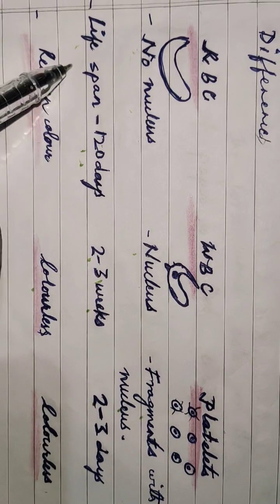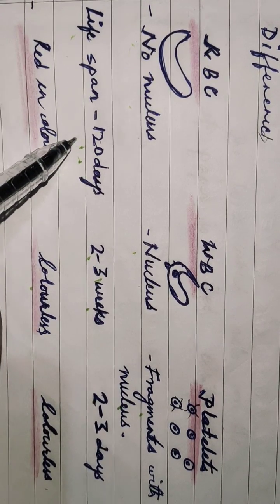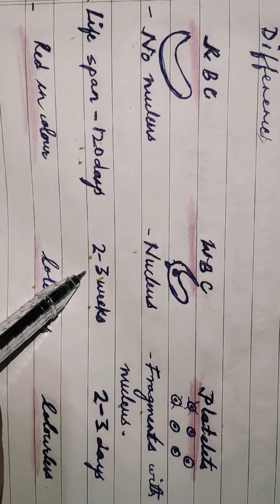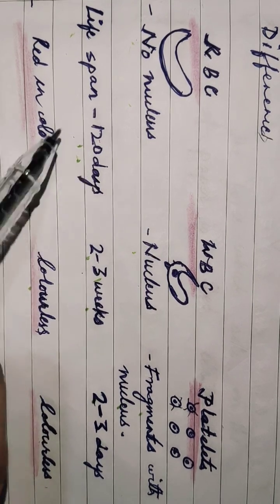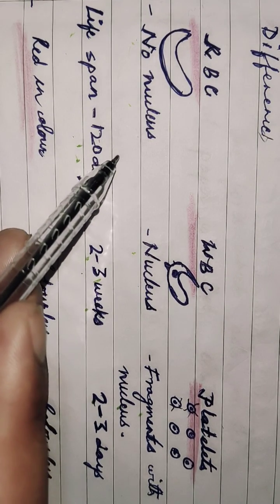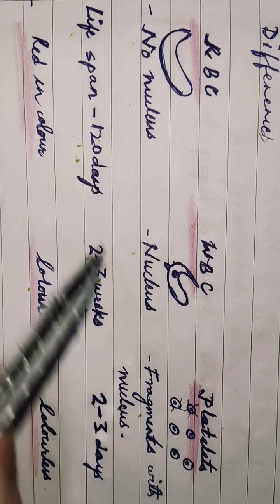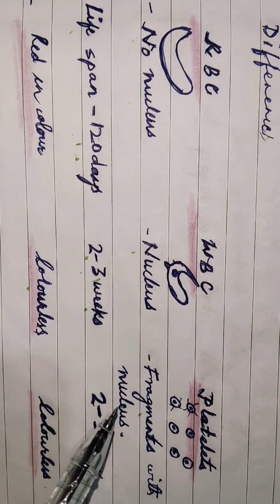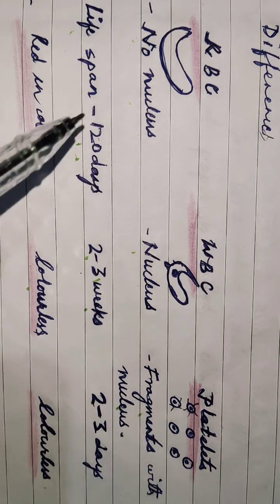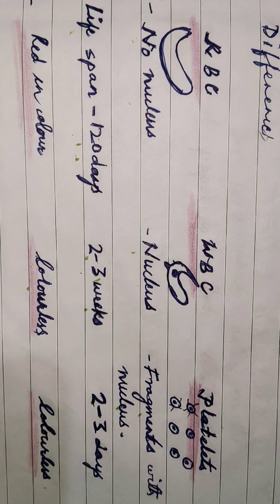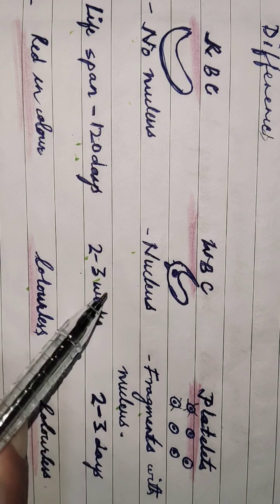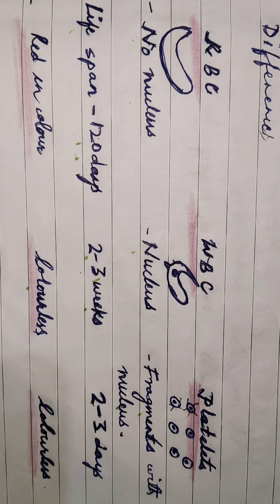The lifespan means how many days it is going to last. That is 120 days. This is going to last for 2 or 3 weeks. This dies, another will repair, meaning another RBC, another WBC will be formed. Another of this will be formed. If you don't have RBC, then there is suffering. If you don't have WBC, then there is suffering.